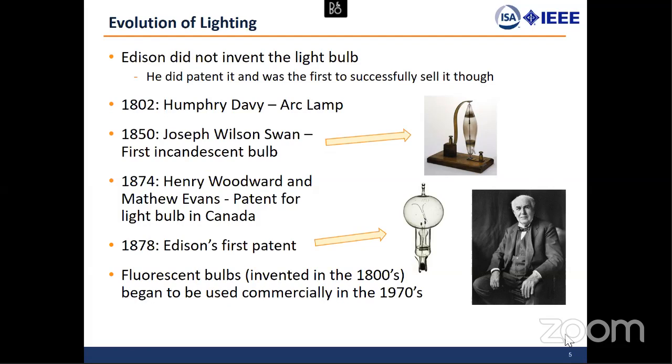Most people think he actually invented the light bulb. The light bulb was invented way back in 1802, an arc lamp. Actually, even in the mid 1800s, another guy, Mr. Swan, came up with the first incandescent bulb. So we had light bulbs for a while. Even the Canadians had a patent. They actually sold light bulbs very similar to Edison's.